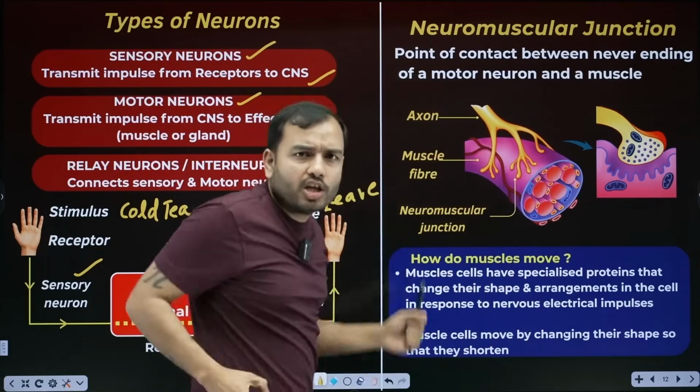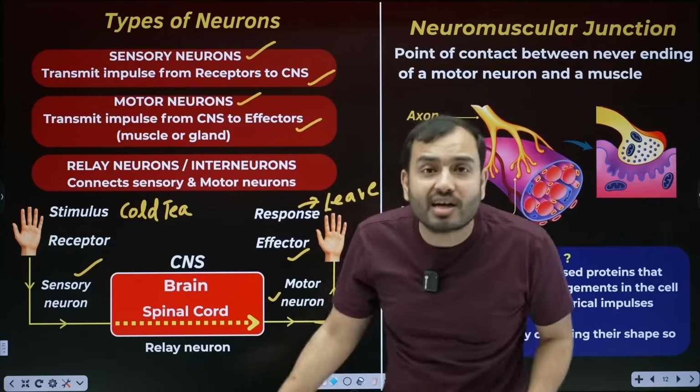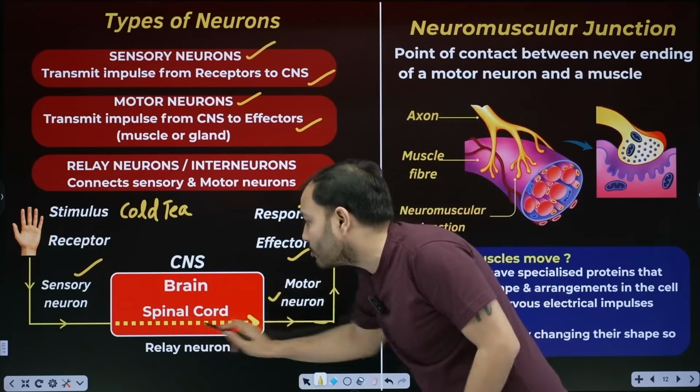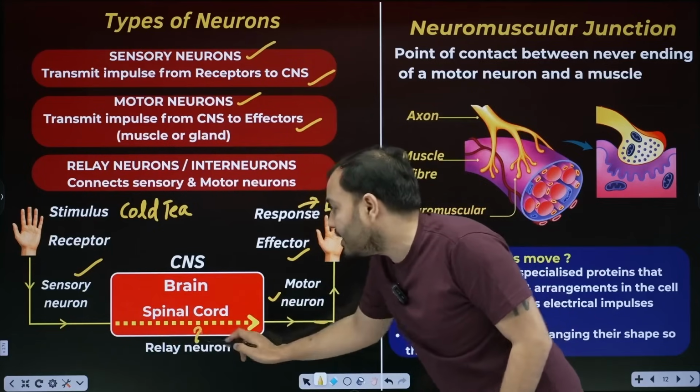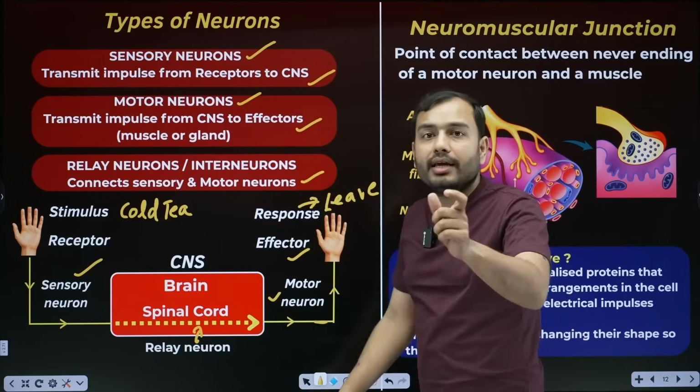Have you seen a relay race? One person comes with something in their hand, gives it to the next, and the next one takes it and goes to the third. So they pass it. That's why they are named relay neurons. The ones you are seeing in the middle, here in the central nervous system, what are they? Relay neurons. They connect sensory and motor neurons: relay or interneurons.